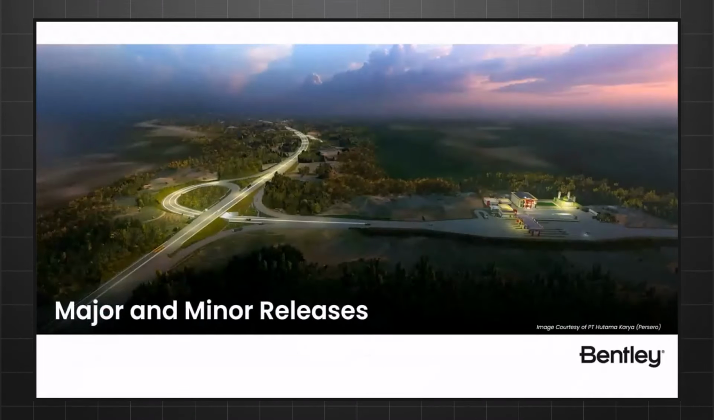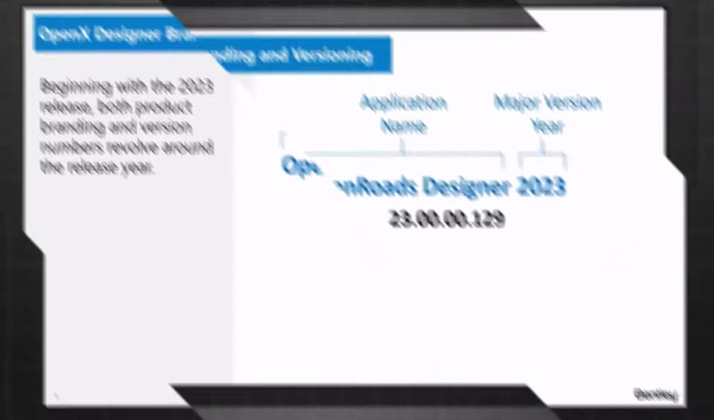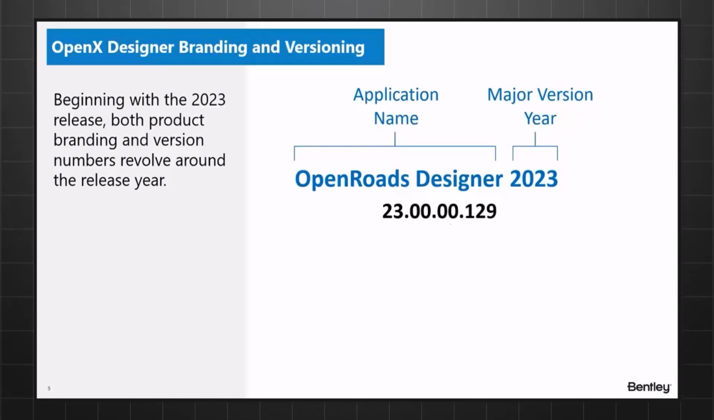So let's start with the first topic, which is major and minor releases. Now, as most of you may be well aware, beginning last year with the release of 2023 of Bentley products, the product branding has changed as well as the versioning has changed. And so I just want to make sure everybody's aware of that because it gives you a very simple way to tell if a release, for example, is a major or a minor.